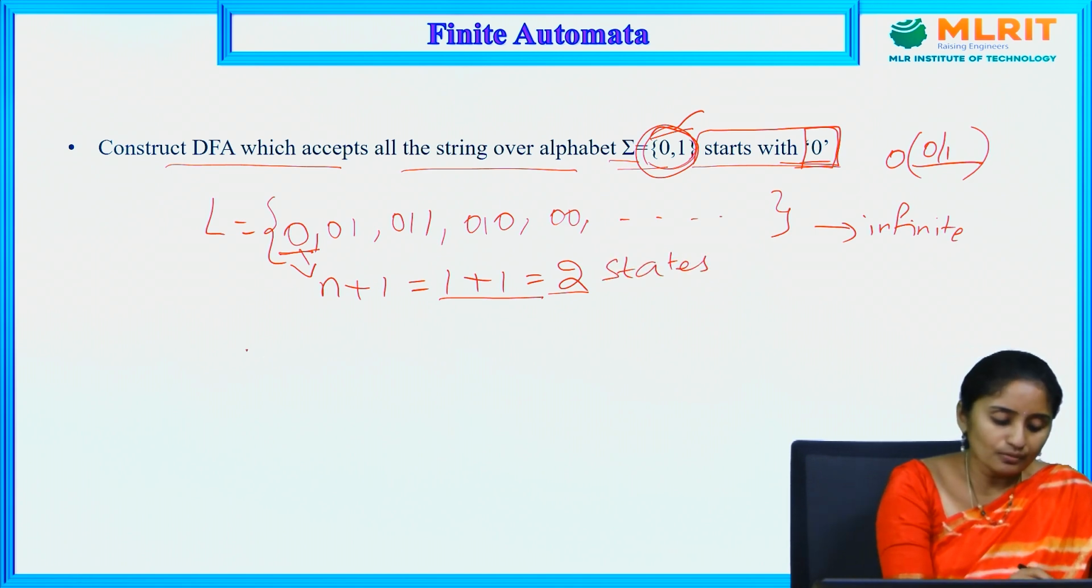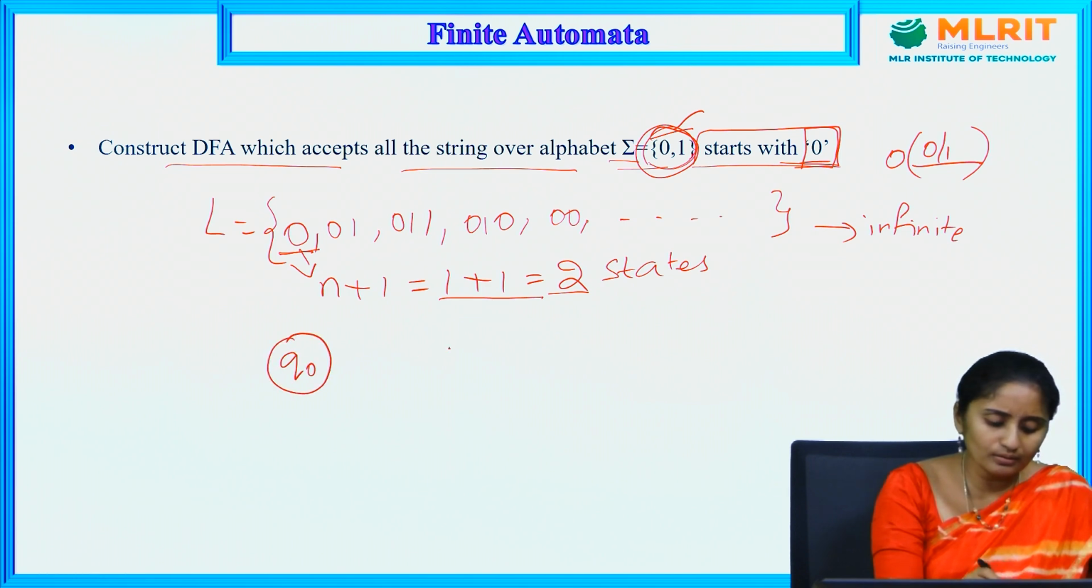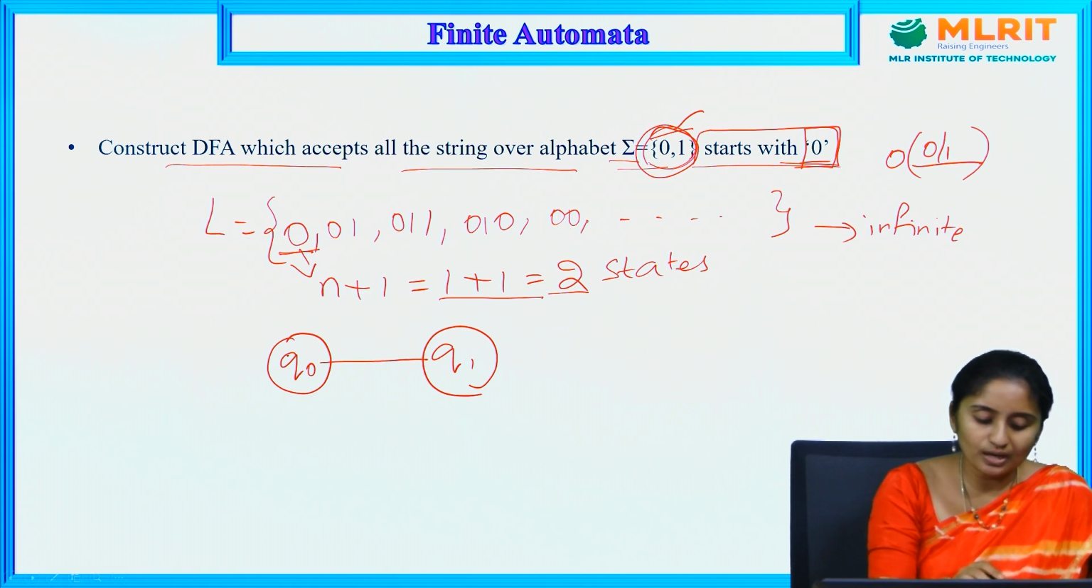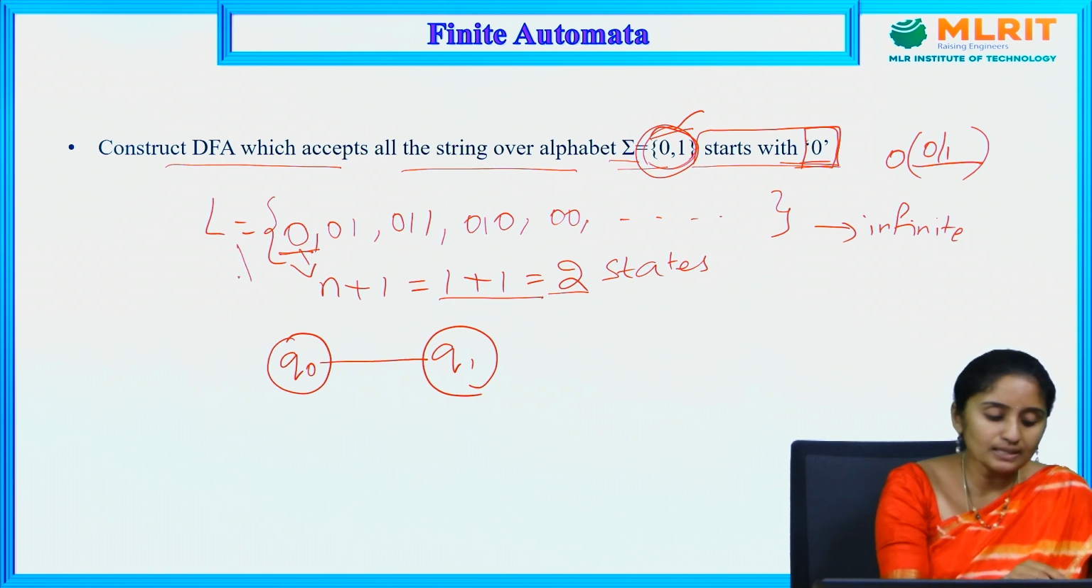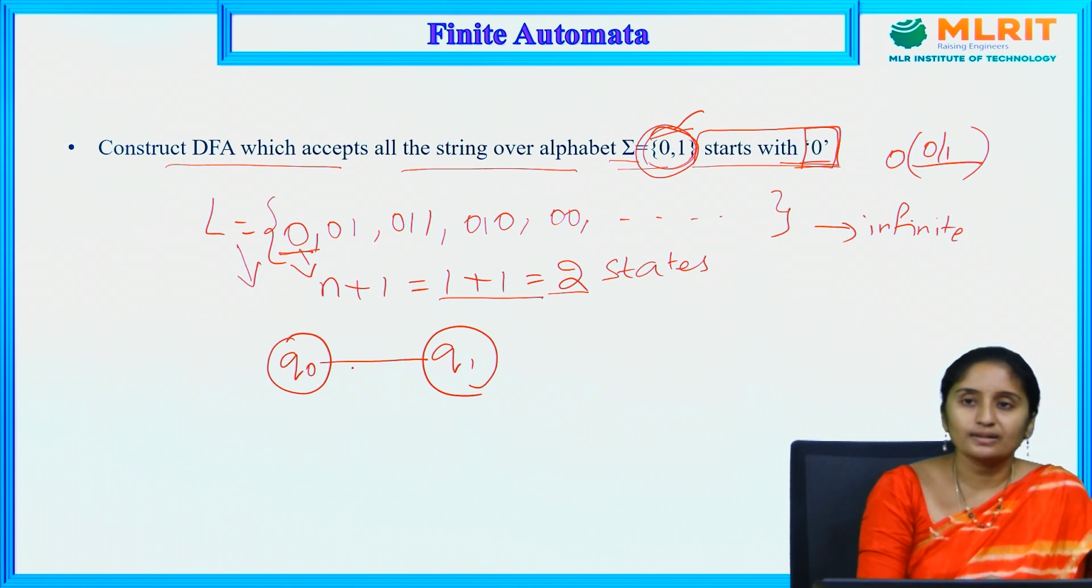What are the 2 states? I can take any 2 states, Q0 and Q1. The condition is that it should start with 0. Based on this language, we are going to construct the DFA diagram.